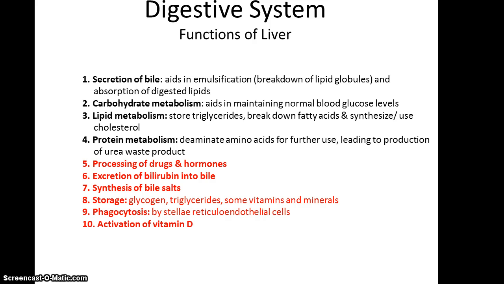It excretes bilirubin into the bile. Bilirubin comes from the breakdown of red blood cells. It synthesizes bile salts that are found in the bile. It's a storage site of glycogen, triglycerides, and some vitamins and minerals. It has cells that engage in phagocytosis in order to destroy any invading bacteria. And it's involved in the activation of vitamin D, which helps us absorb calcium.